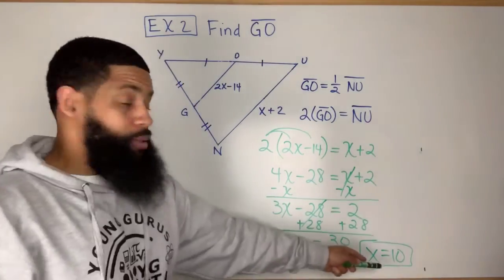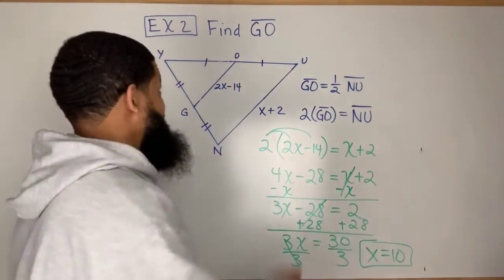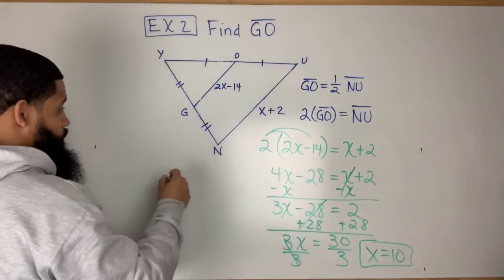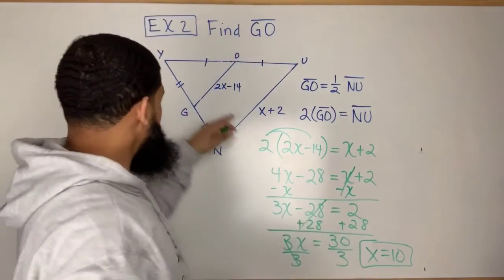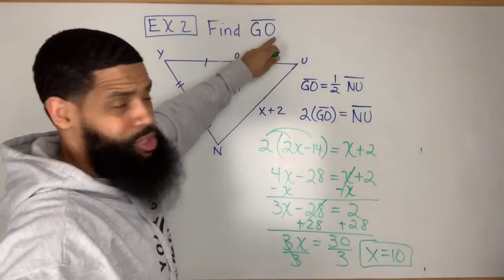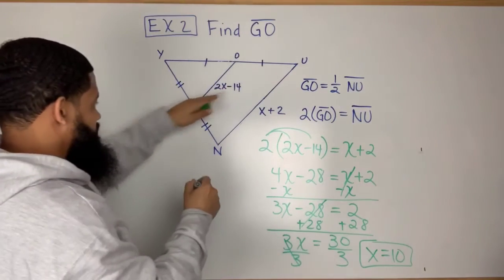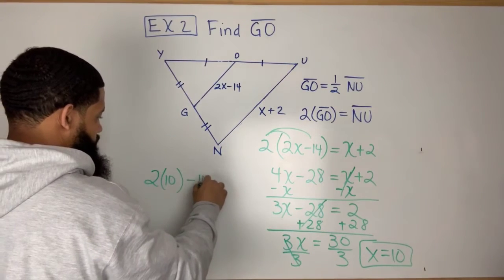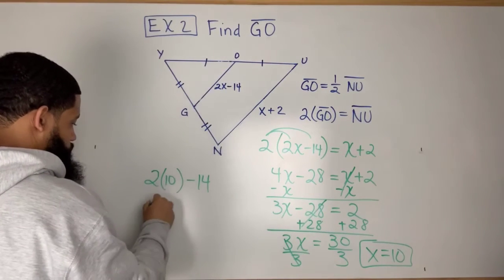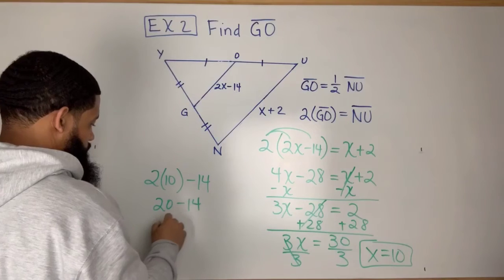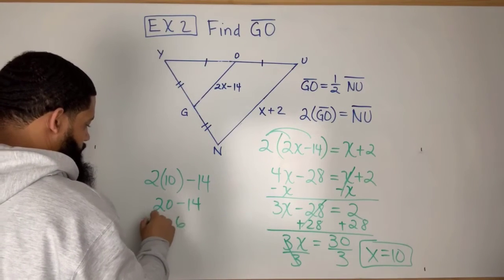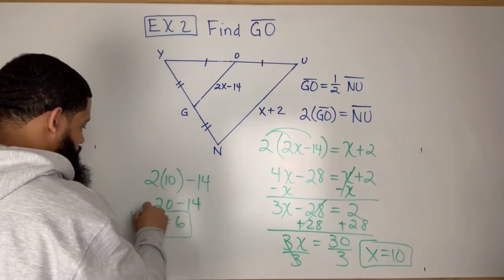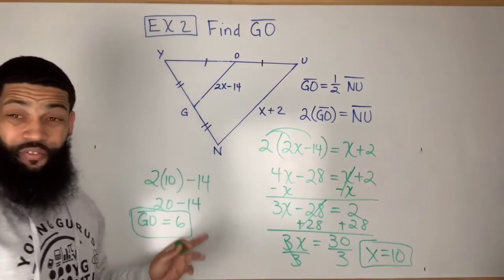But now we're not done, because we know what x equals, but we have to find the length of segment GO. In order to do that, I have to plug x into this expression right here. So 2 times 10 minus 14 is going to give me the length of this. 20 minus 14 is going to give me 6. So segment GO is equal to 6. This is our final answer.